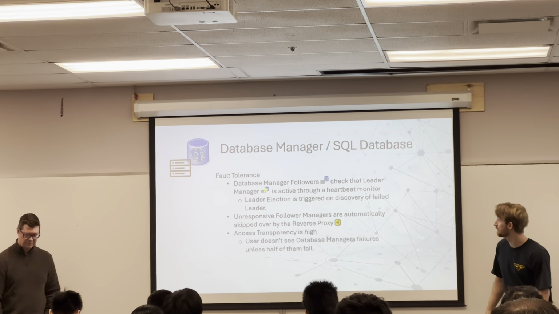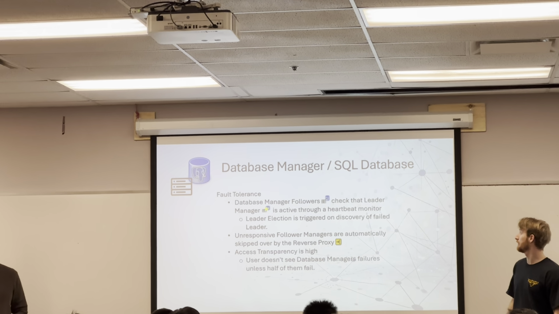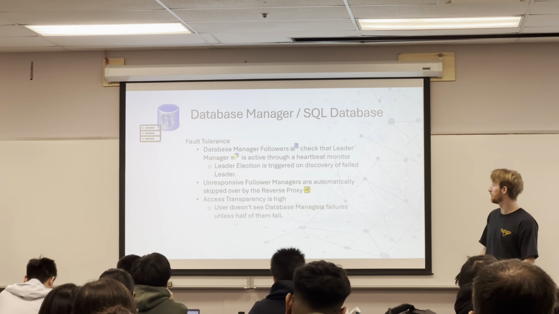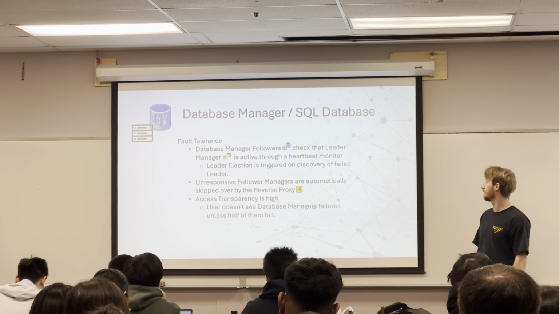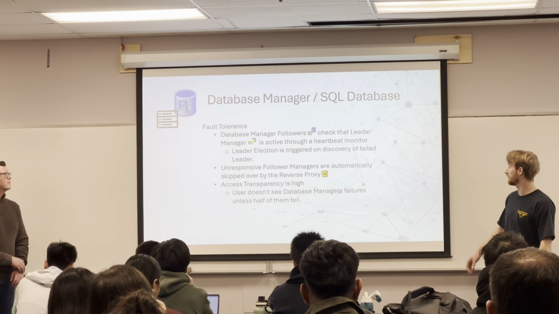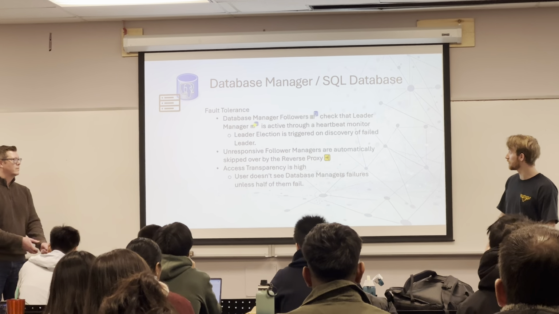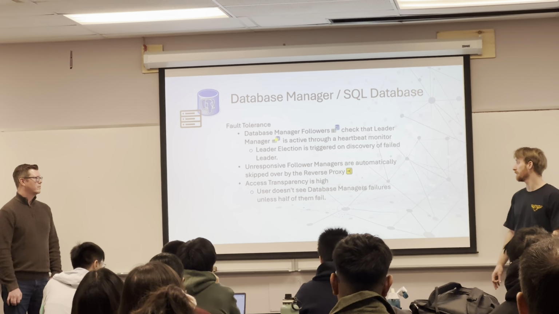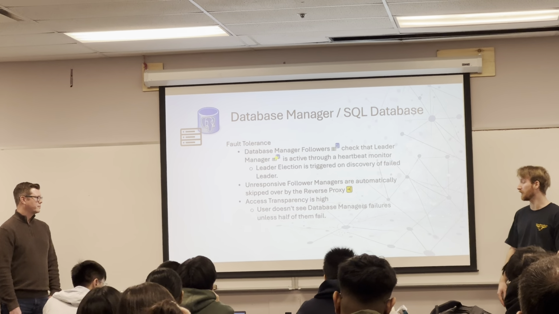So for fault tolerance, the followers periodically check that the leader is alive through the heartbeat monitor, and if the leader is discovered to be dead, then an election is triggered. And if a follower dies, it is automatically skipped over by the reverse proxy, which makes the access transparency high, because the user won't know if any of the managers failed unless half of them failed.